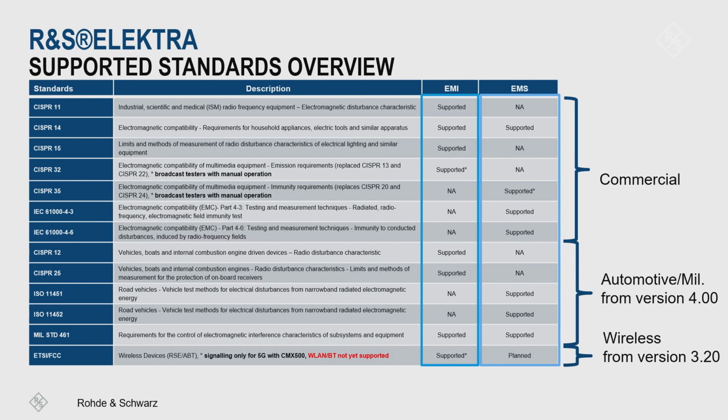The standards which are supported by Electra, I mentioned it already: commercial, automotive, military, and also wireless devices. So pretty much everything is currently being supported in Electra. There is a minor thing that is not yet available, which will be available in one of the next versions this year. This is wireless LAN and Bluetooth, so radiated spurious emission measurements on wireless LAN and Bluetooth will be available soon, but are not yet available.